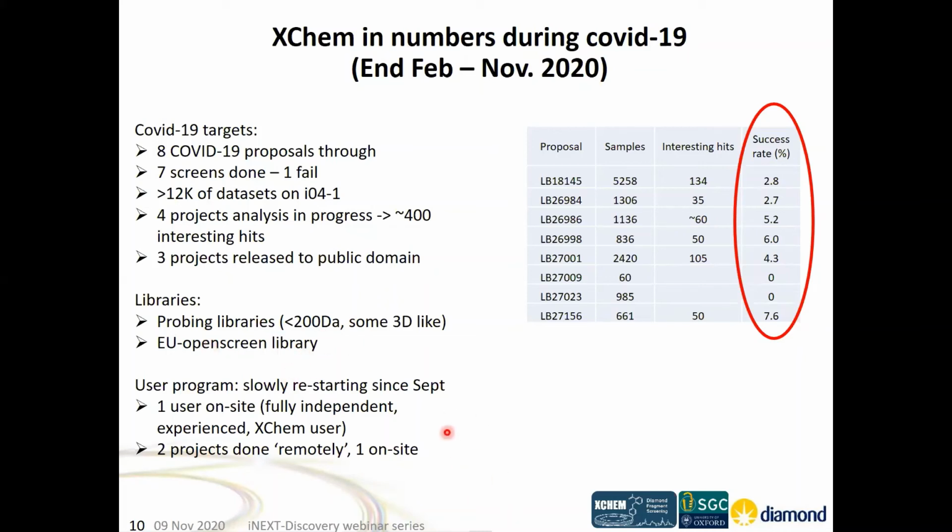And finally, what we've restarted slowly since September is the user program, which you probably are more interested in. We had to pause everything in February, and so now we are just catching up on all the users that we had to cancel at that time. We've also tried to have one user on site, but then the UK went back into lockdown, so I think this is going to be postponed for a while again. But it was a fully independent, experienced XChem super user, and he came and everything went fine, very smoothly again. So far we've done 2 projects remotely and 1 on site.